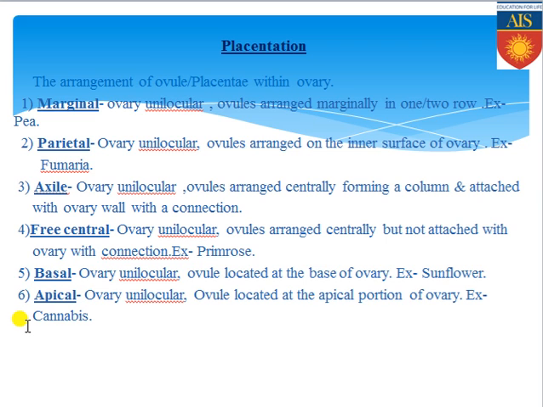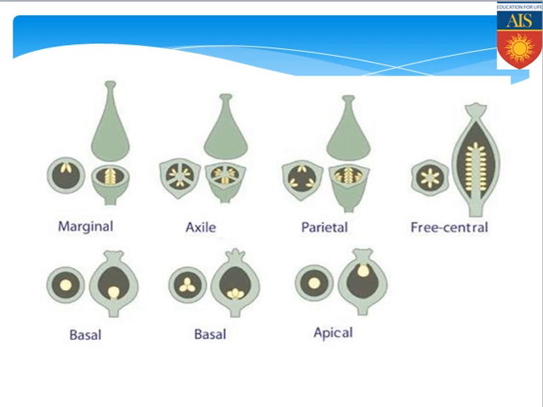Next, basal. Basal is such a kind of placentation where the ovary is unilocular and the ovule is located at the base of the ovary. Keep it in your mind, the ovule is located at the base of the ovary, and the example is sunflower. This is the basal type of placentation. You can see basal is here. These are the ovules which are attached to the base of the ovary.